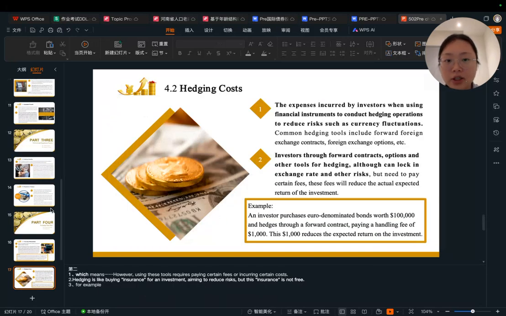And the second, hedging cost, which means expenses incurred by investors who use financial instruments to conduct hedging operations to reduce risks, such as currency fluctuations. Investors can use forward contracts, options, and other tools for hedging, which can lock in exchange rates and reduce other risks, although at a cost. And here is an example.